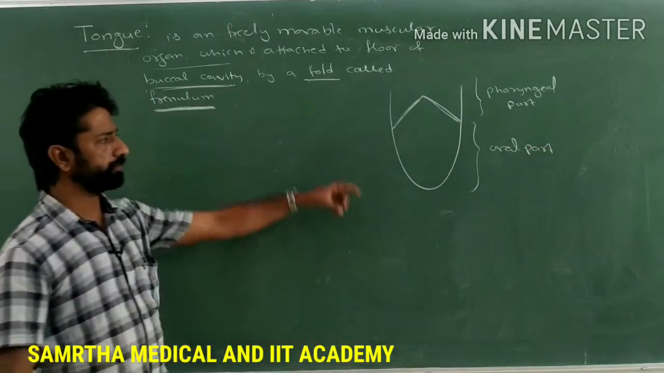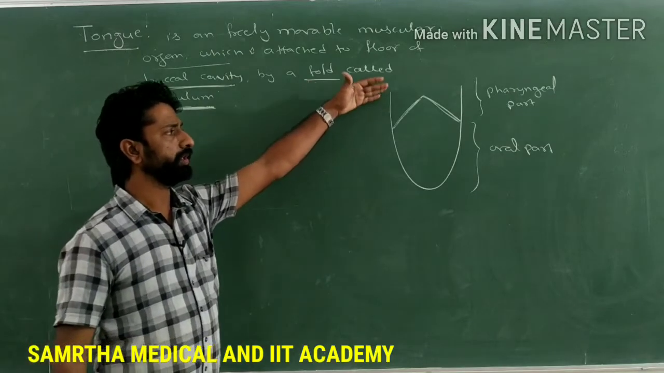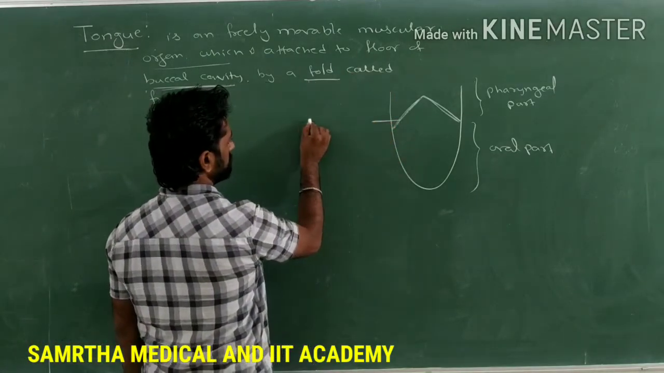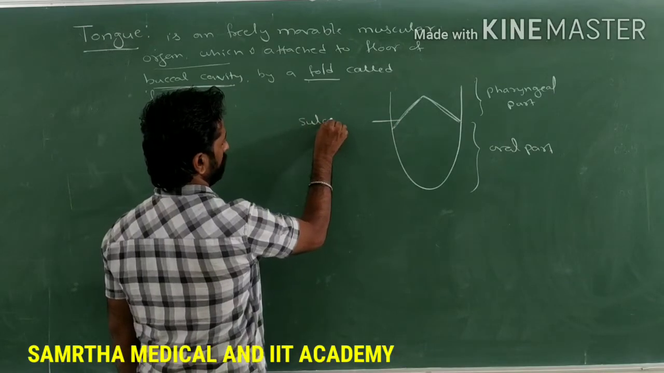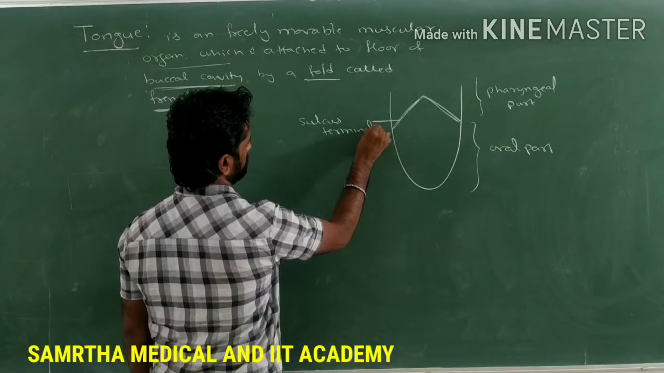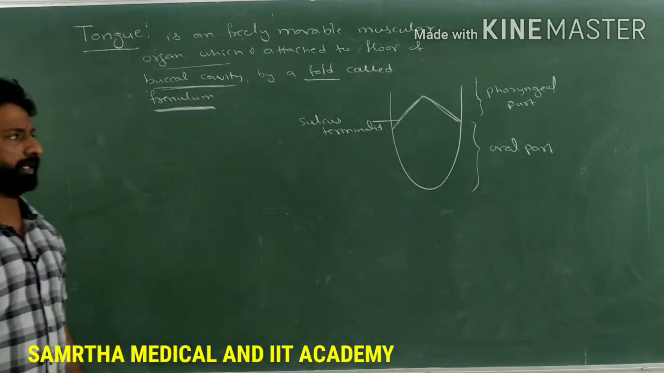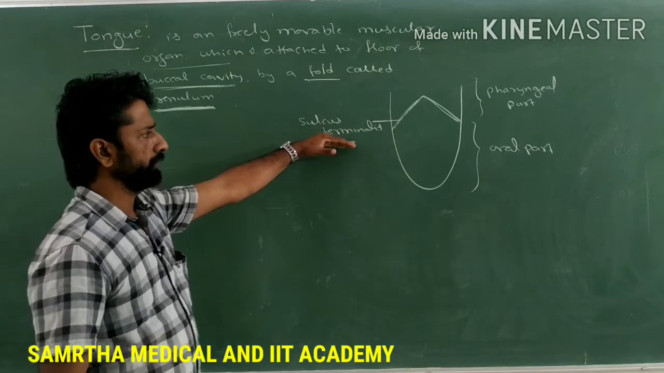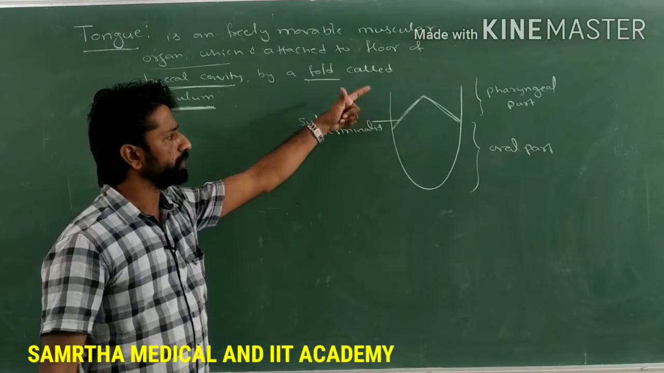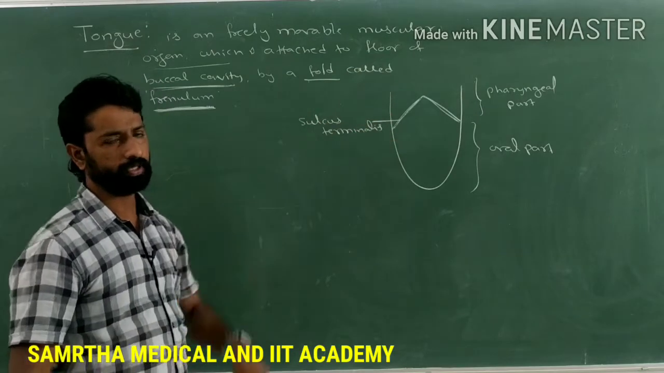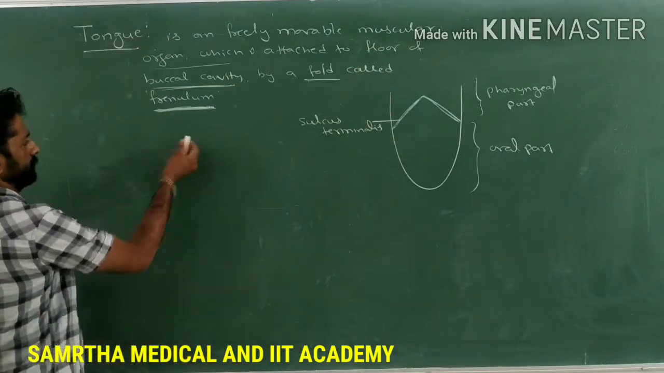And the structure which divides the tongue into the pharyngeal part and the oral part is called the sulcus terminalis. So what do you mean by sulcus terminalis? An inverted V-shaped structure on the surface of the tongue which divides the tongue into the pharyngeal part and the oral part is called the sulcus terminalis.